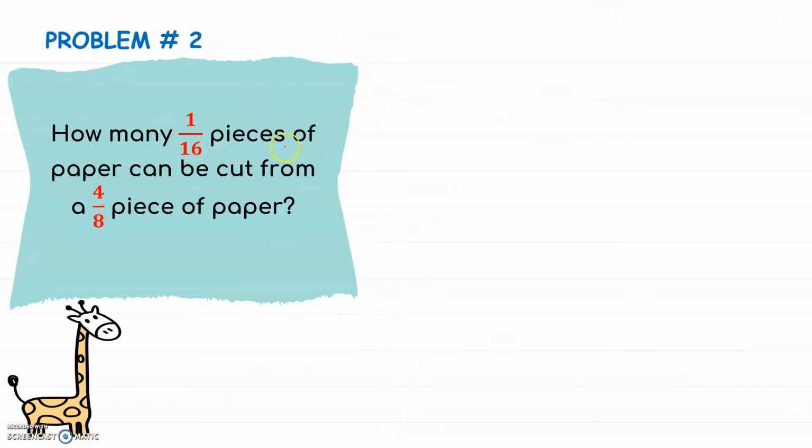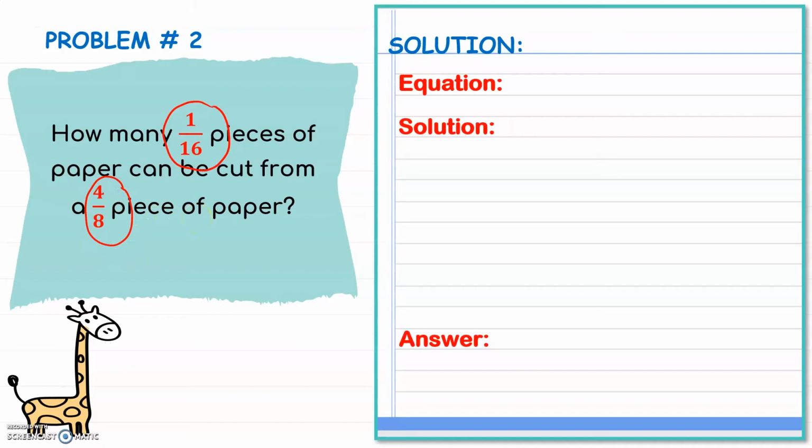How many 1/16 pieces of paper can be cut from a 4/8 piece of paper? So in this case, you are asked how many 1/16 pieces of paper are there in a 4/8 piece of paper. Again, for us to answer this problem, we'll follow the ESSA form. And for our solution, we'll have 4/8 divided by 1/16, because we are asked to find how many 1/16 pieces are there in 4/8 piece of paper.